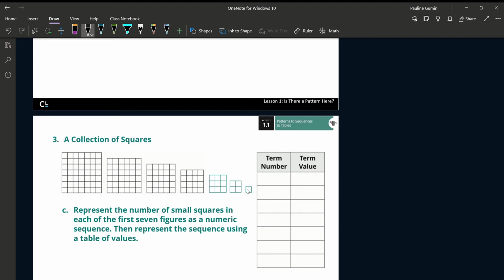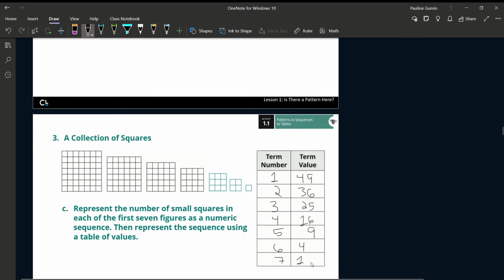1 by 1. Let's fill out the terms. My first shape, the giant square, has 49 tiny squares. My second shape, 6 by 6, has 36 tiny squares. My third one, 5 by 5, has 25. My fourth one, 4 by 4, is 16. Interesting coincidence. My fifth one, 3 by 3, is 9. My sixth shape has 4. And my seventh, my last shape, has just 1.